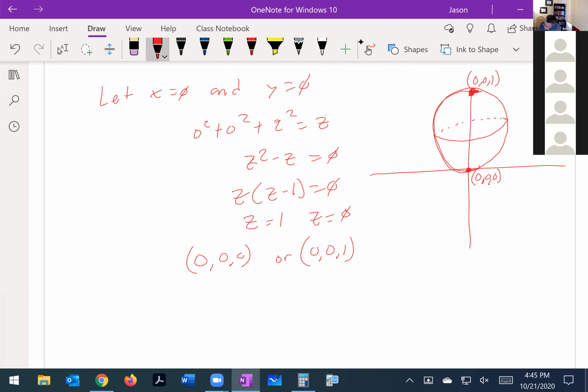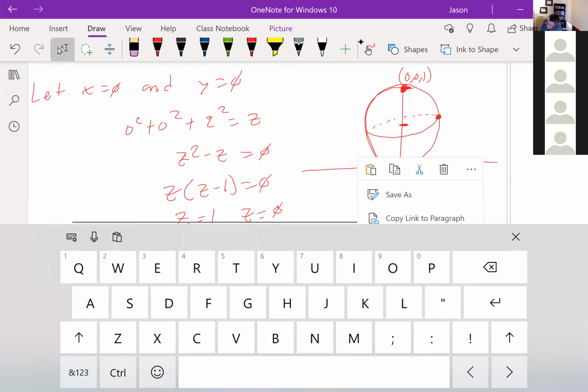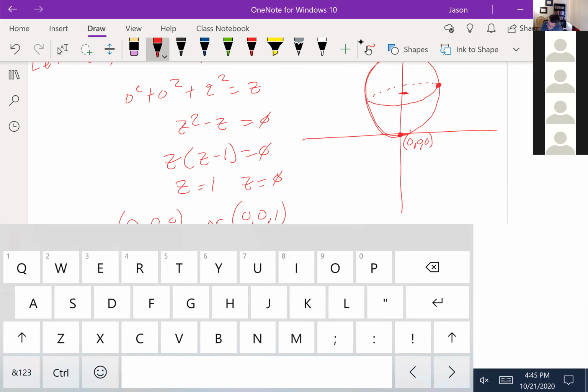Where are these? Where's this point? Where's the equator? Any idea where the equator would be? Well, it would have to be halfway for z, right? Wouldn't z equal 1/2? Right? So z would equal 1/2. I know that. Okay, so let's see. Where the heck is that equator?